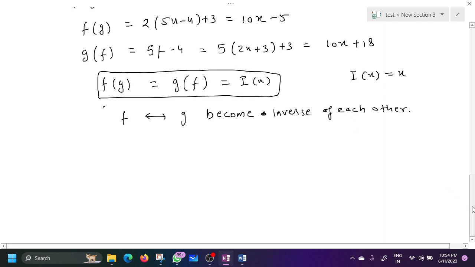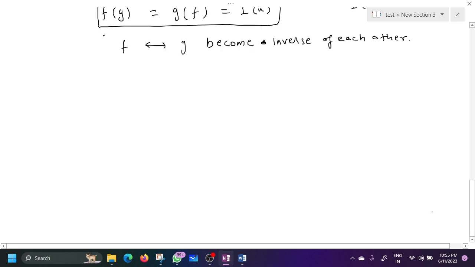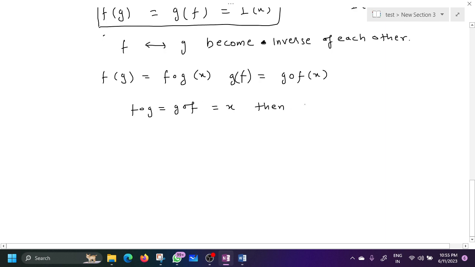Now in this particular example that I have taken above, the functions are not inverse of each other, because you can easily see 10x plus 18 and 10x minus 5 are not identity functions after composing. Now what this composition means: fg means f of g of x, and g of f means g of f of x. When fog is equal to gof is equal to x, then f is equal to g inverse and g is equal to f inverse. Both the functions are inverse of each other.